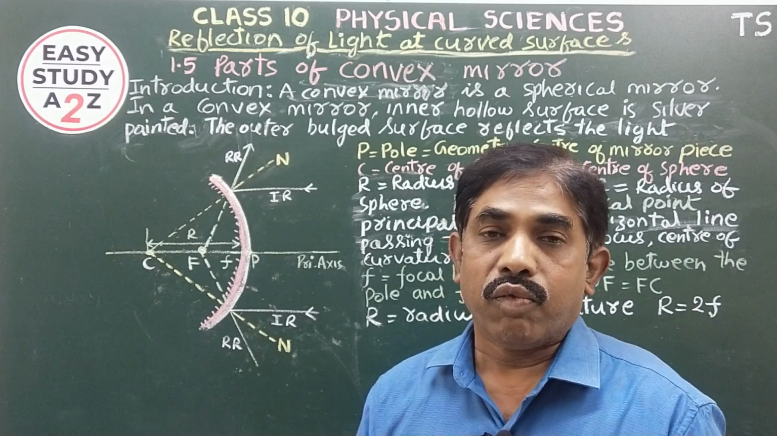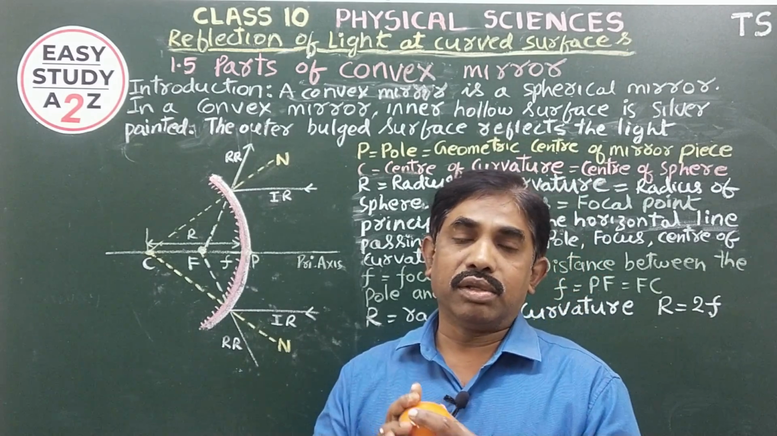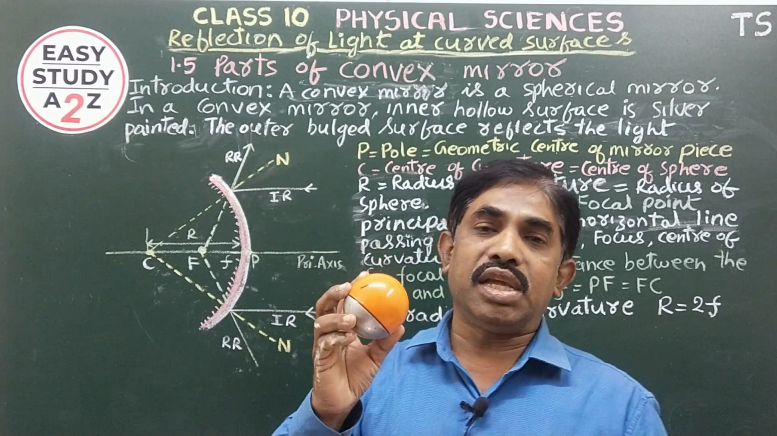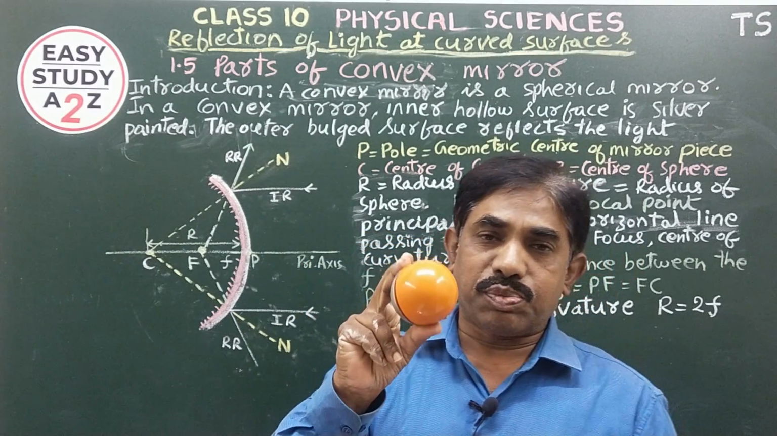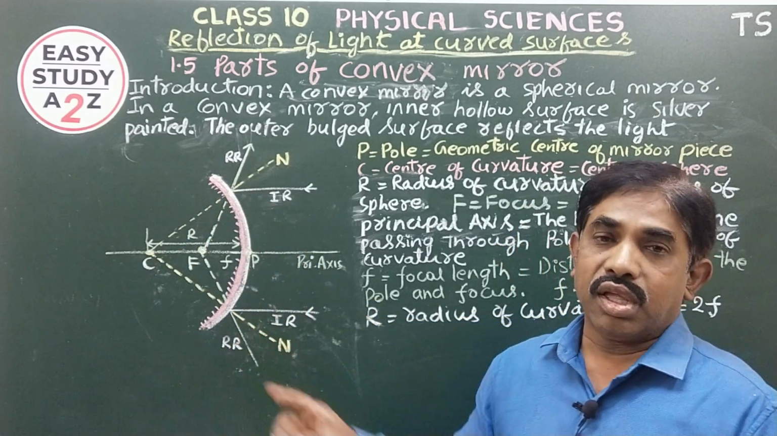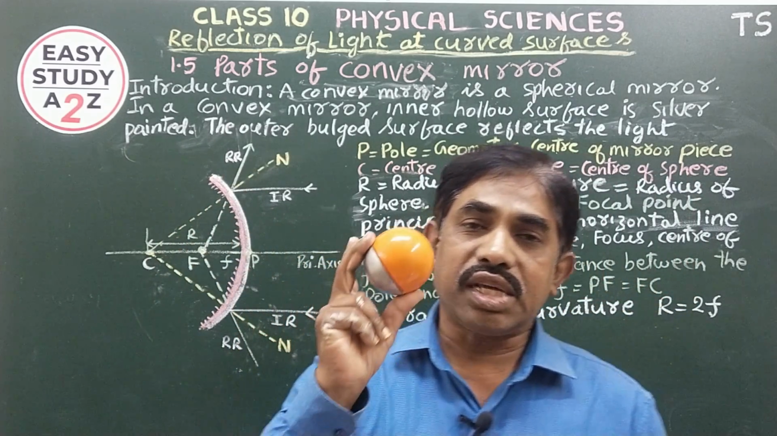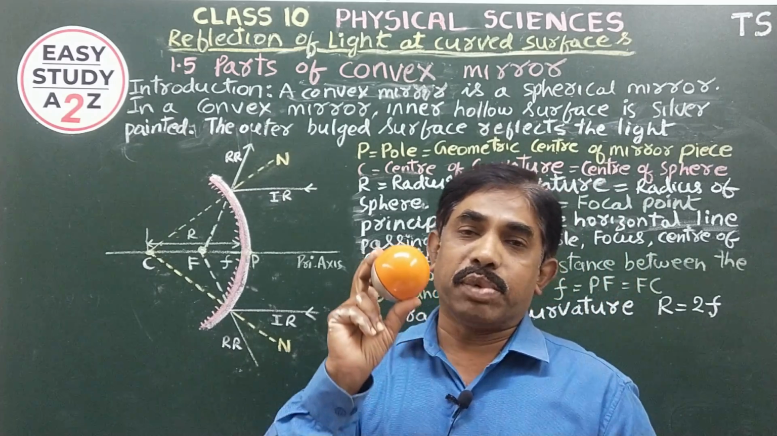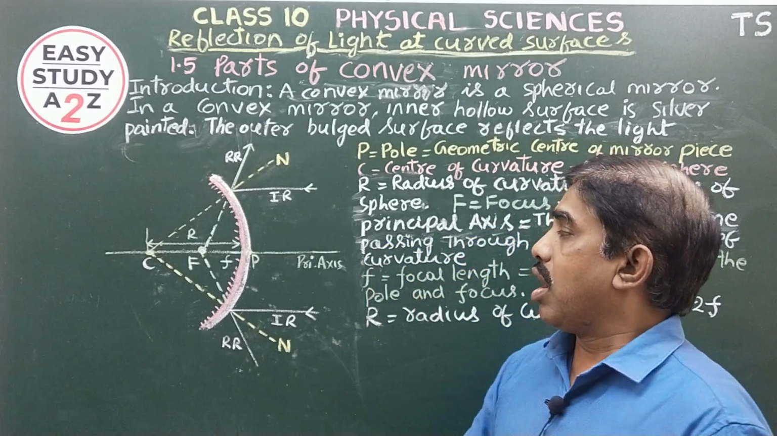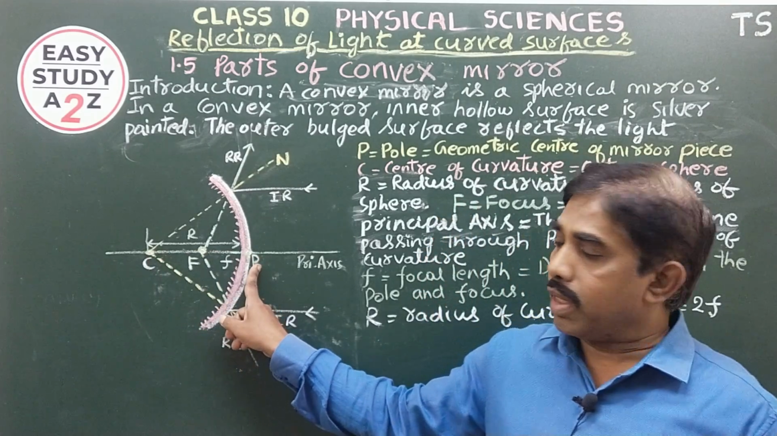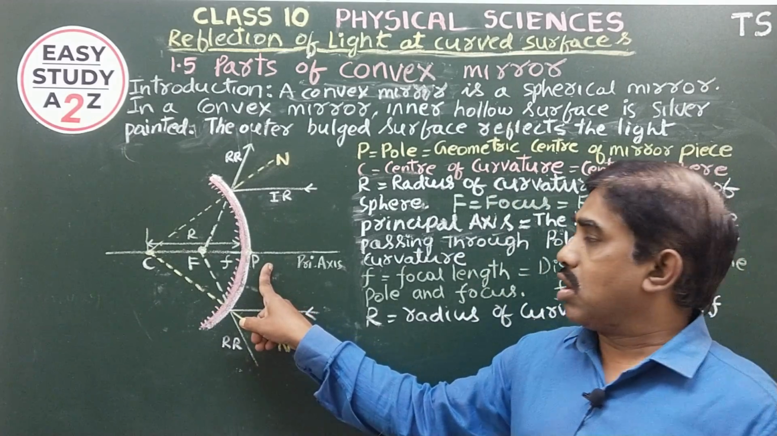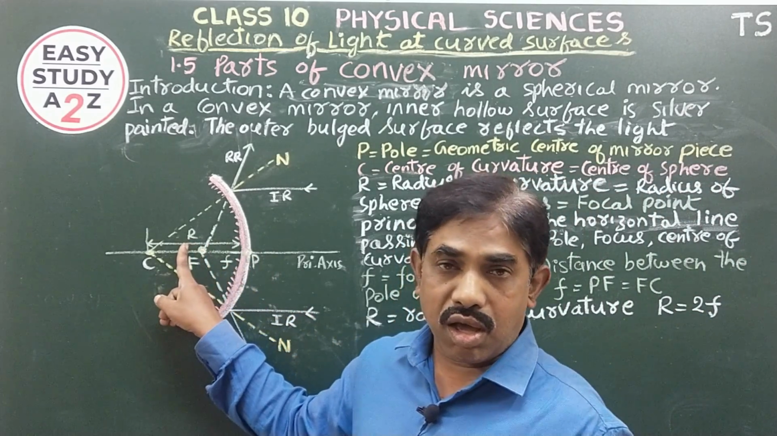Now when you consider a sphere, it has a center and the center is represented by C, and C is the center of the sphere and C is also considered as the center of curvature. A sphere also has a radius and the radius is represented by R, and this R is called the radius of the sphere or radius of curvature. The distance between C and P is called the radius of curvature R.